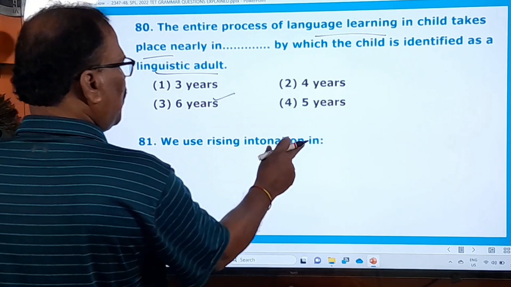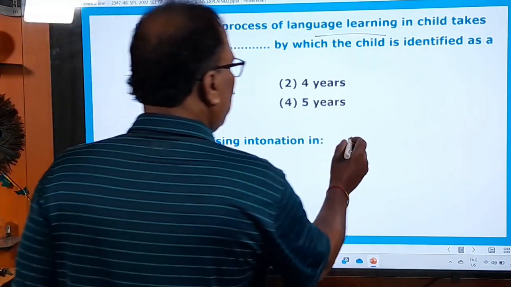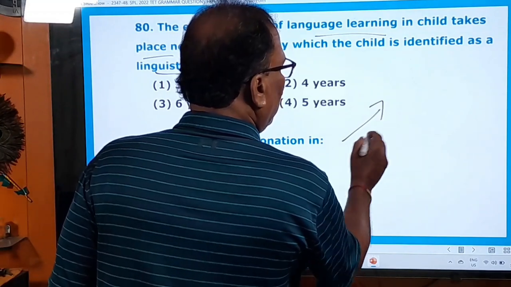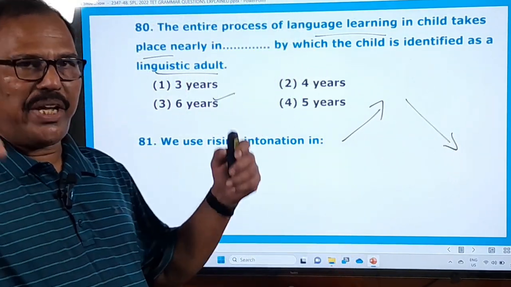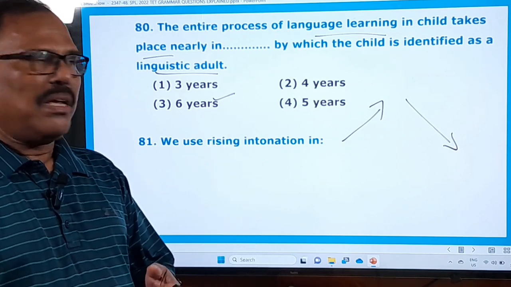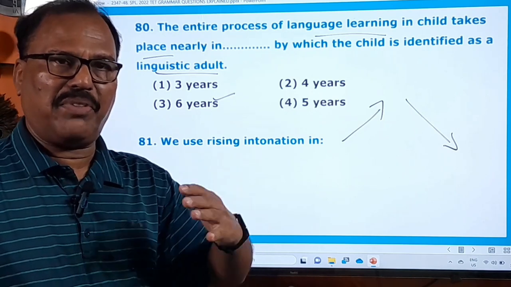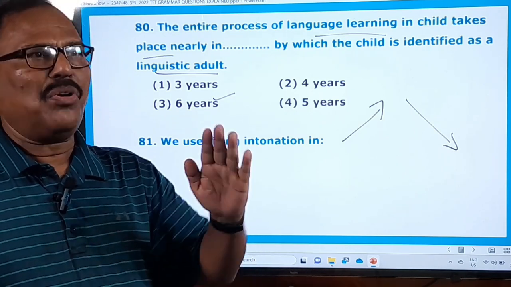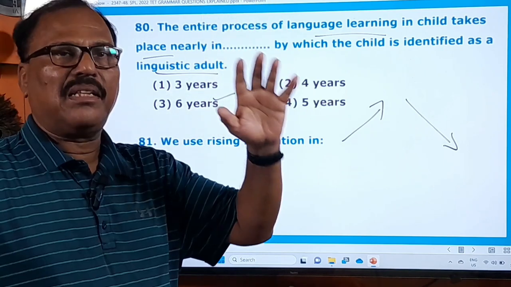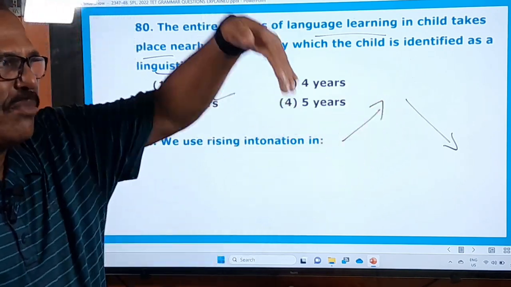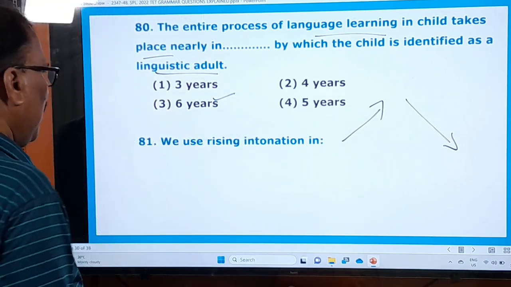We use rising intonation in, okay, rising intonation. Rising intonation means pitch like this. We have two kinds of intonations, rising intonation and falling intonation. At the end of some statement, you raise your voice. When you raise the voice, that's called the rising intonation. When you come down, that's called falling intonation. Rising and falling, these two things are there.